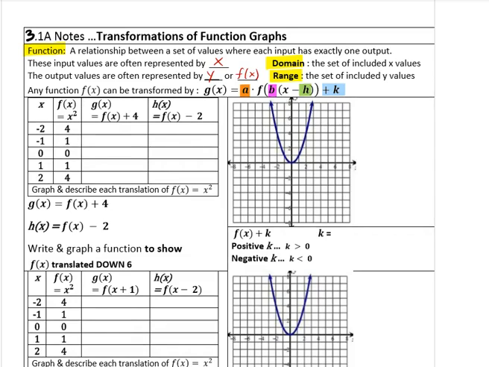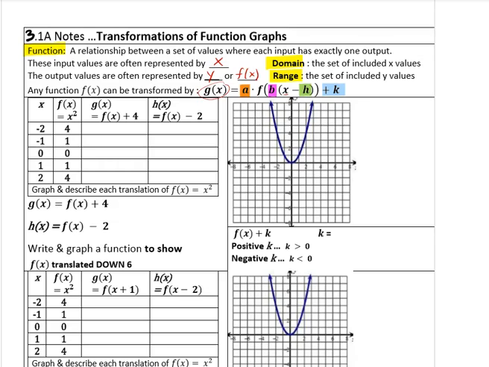Any function f of x can be transformed by saying kind of like a new term. So we can say the new graph would be g of x equals the original f of x, but with things added to it. For example, a and b, which I had mentioned were vertical and horizontal stretch and compresses, and then h and k, which are vertical and horizontal shifts. Domain is a set of included x values that ranges all of your y values. So let's go and see what this means.